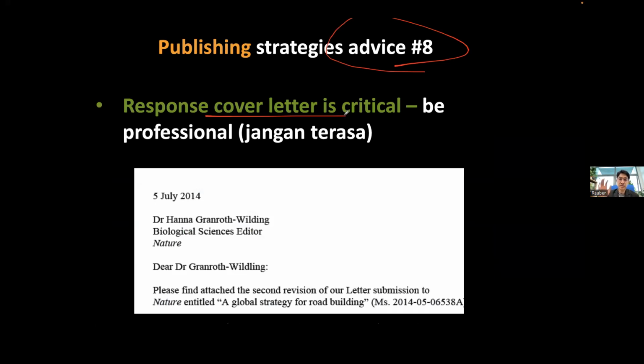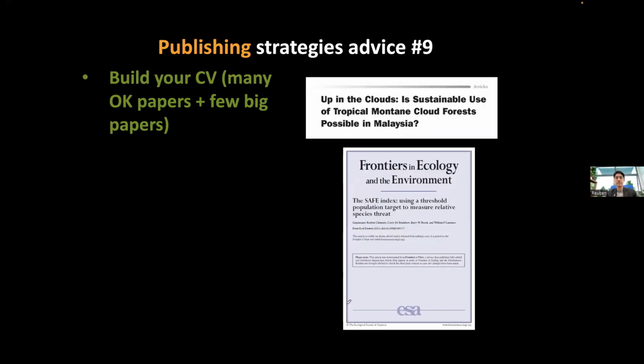Okay. Advice number 8. As I said just now, your response letter when you get your paper back can be very critical. Be professional and don't, we say in Malay here, "jangan terasa", don't be too sensitive. You need to be professional. And when you write back to the editor, you can explain exactly what improvements you've made to the manuscript, and say you've covered all the points, and then believe me, the reviewers will have an easier time accepting your paper.